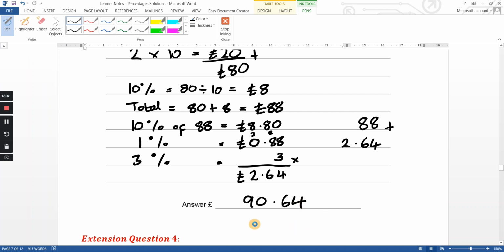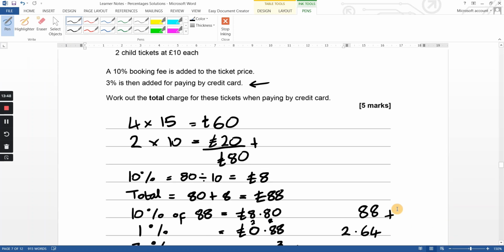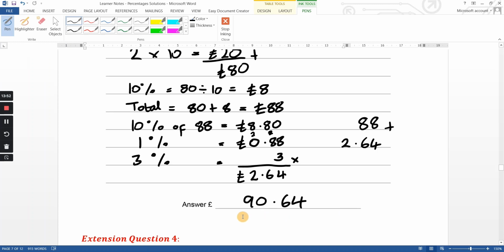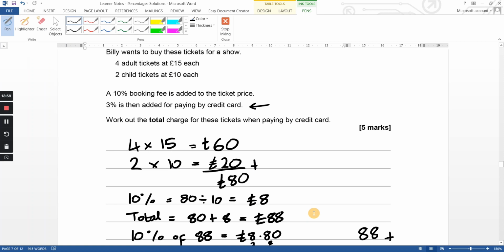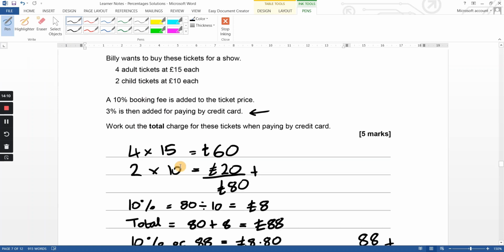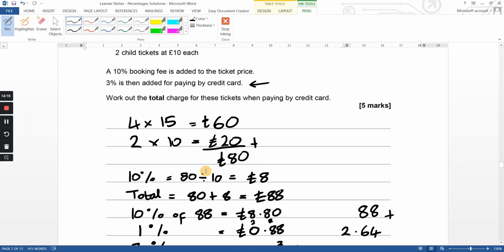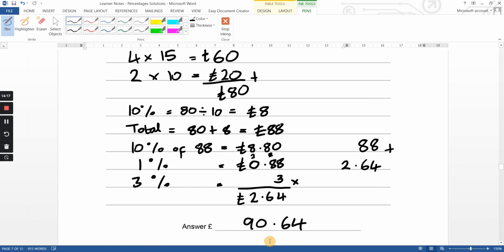and 64 pence. If you don't get this answer, and I have seen some different answers from some of my students, just be careful. It should be pretty straightforward. Just do it step by step. First you do this, then the 10%, then the 3% is added on to the total. Follow the steps exactly how it's written, and you should get this answer.